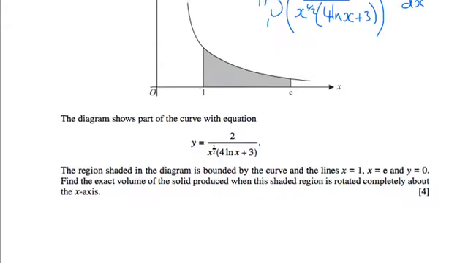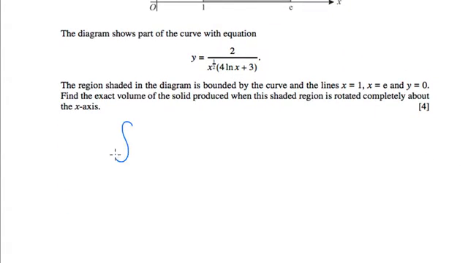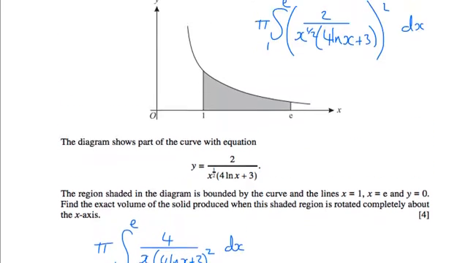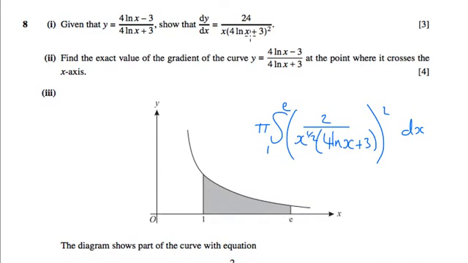But when we start squaring everything, we're going to have 4 here. This x to the half squared is just x. We're going to have all of this squared. And we've got a pi out at the front, out of the way, between 1 and e. This is now very similar to what we were working with in part 1 and 2.